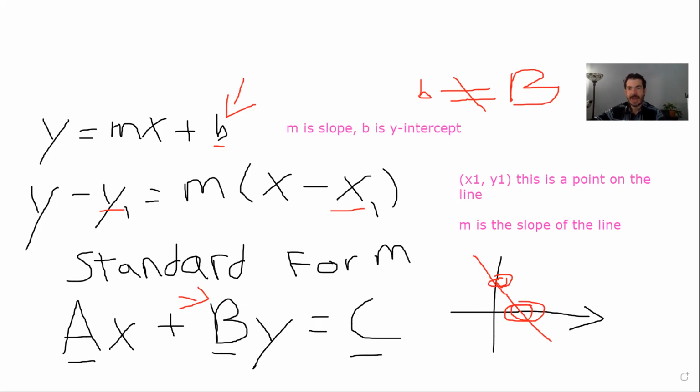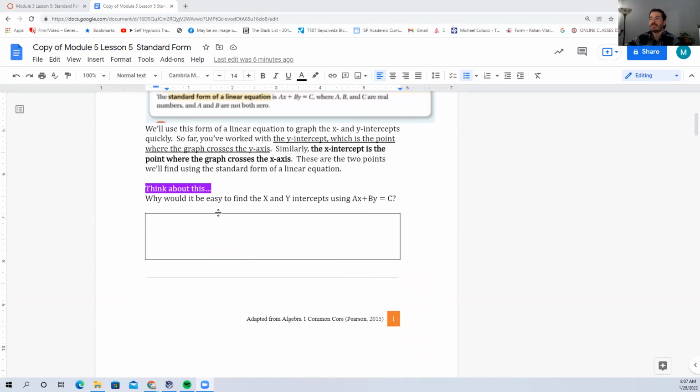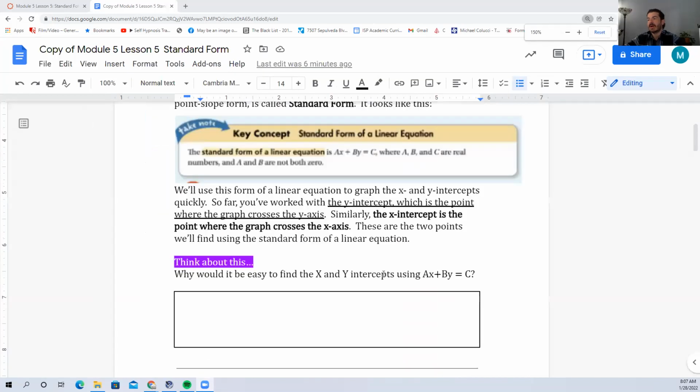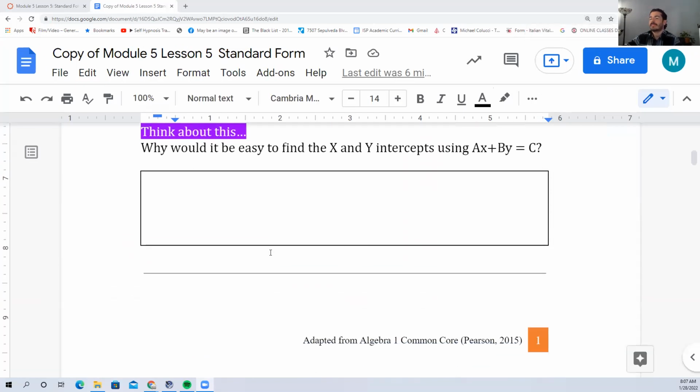Okay, enough about that. Let's stop share. Let me share our assignment and get rolling, okay? So the first question after all the blah, blah, blahs is why would it be easy to find x and y intercepts using this standard form, ax plus by equals c? I'm not going to give it away entirely because I want you guys to wrestle with it and struggle with it and come up with an answer on your own, and feel free to be wrong. It's fine. I am going to give you a hint though.